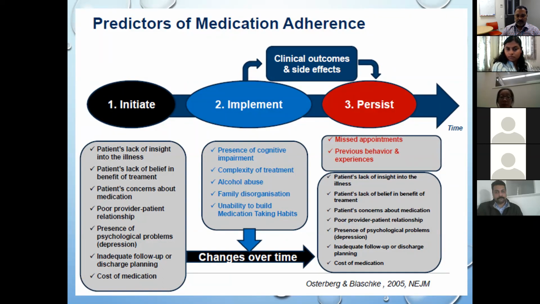There's also cognitive impairment, complex treatments that we're trying to prescribe, and a difficult social situation can also play into whether someone continues to take it. And we all notice missed appointments, missed dialysis, and previous behavior, which might play into it. Did you know that 25% of patients do not initiate a new prescription, and each day, 15% of patients do not do what they're prescribed? And overall, 40% of patients will have discontinued therapy by 12 months for various reasons.